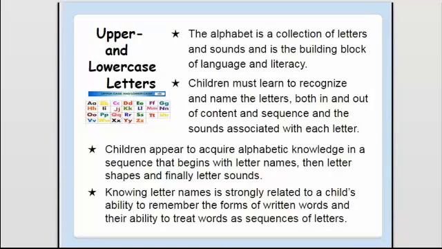According to the Texas Education Agency, children's knowledge of letter names and shapes is a strong predictor of their success in learning to read. Children appear to acquire alphabetic knowledge in a sequence that begins with letter names, then letter shapes, and finally letter sounds. Knowing letter names is strongly related to children's ability to remember the forms of written words and their ability to treat words as a sequence of letters.